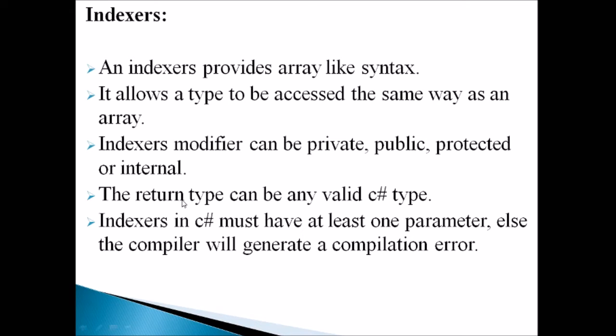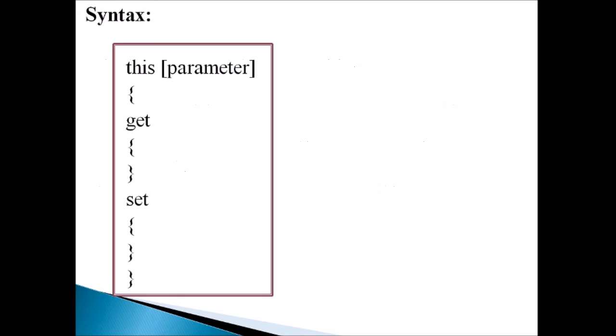Indexers in C# must have at least one parameter, else the compiler will generate a compilation error. So if we create an indexer, it must have at least one parameter. Otherwise, while we compile the source code, it will cause an error. This is the syntax for an indexer. Here the word this is given, and within brackets there is a parameter. At least one parameter must be there for the this keyword. So this is actually called the indexer.